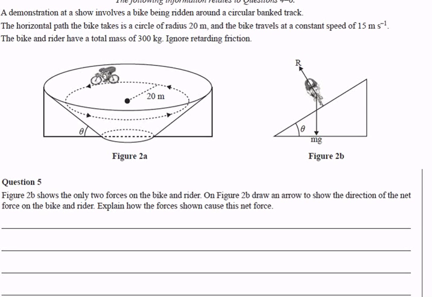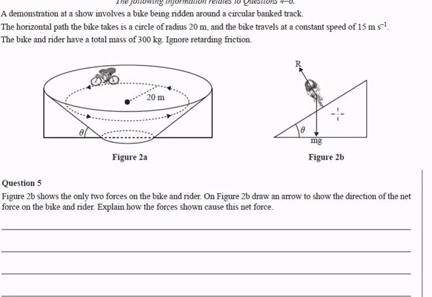Next one. Figure 2b shows that only two forces act on the rider. One's the gravity force and one's the normal force, or the reaction force. On figure 2b, draw an arrow to show the direction of the net force, the total force on the bike and the rider. Explain how these forces cause the net force. There's only one answer.